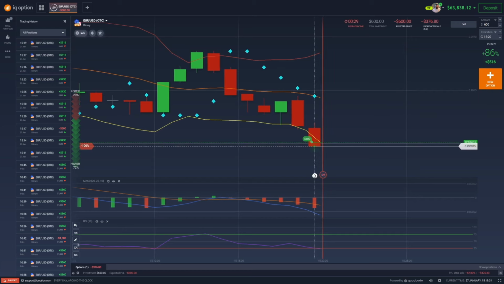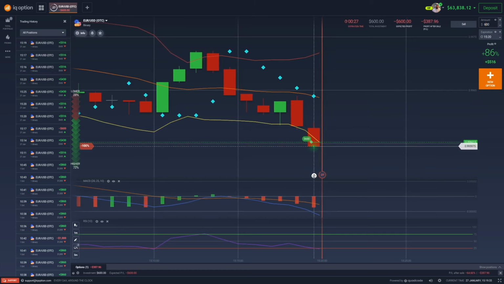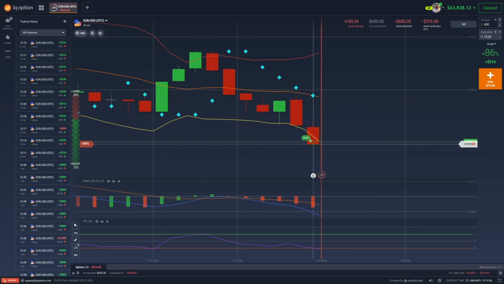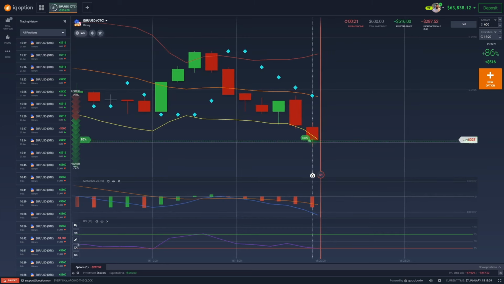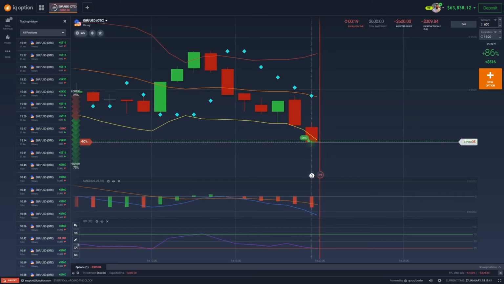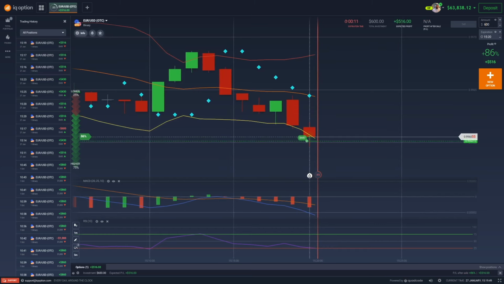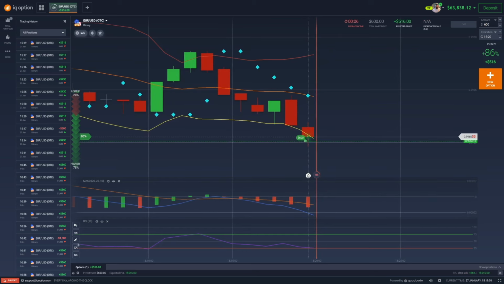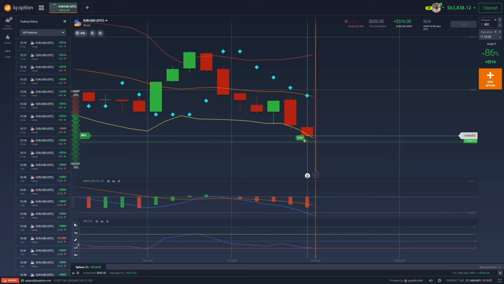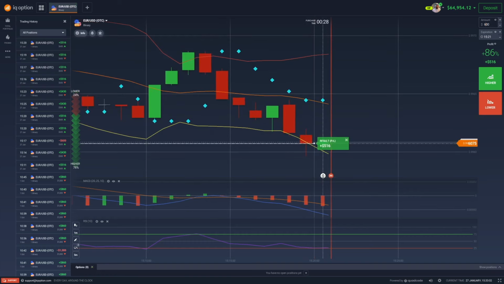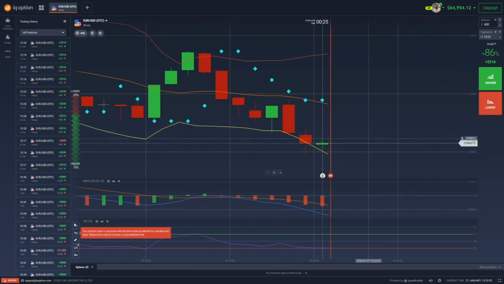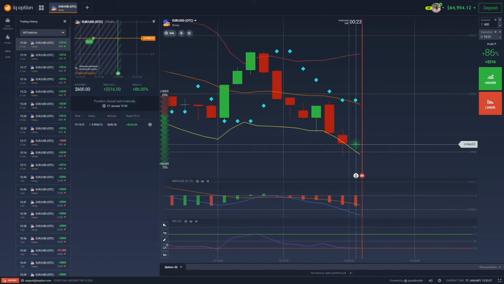So guys, you need to implement a solid risk management strategy into your trading. Without a risk management method, you are risking your whole balance, and this is the first enemy of any trader. I guess we got a red candle, but I'm winning, because I opened at a lower position. This position.